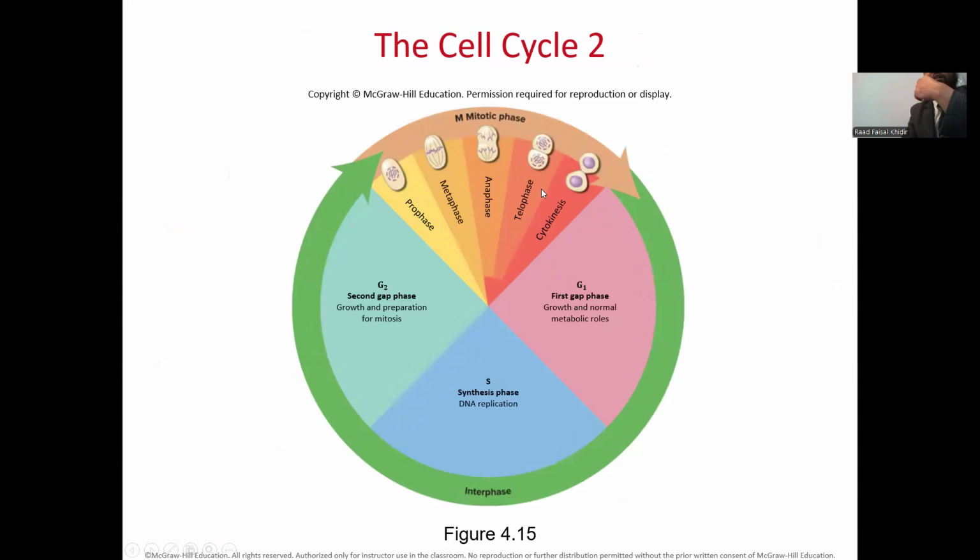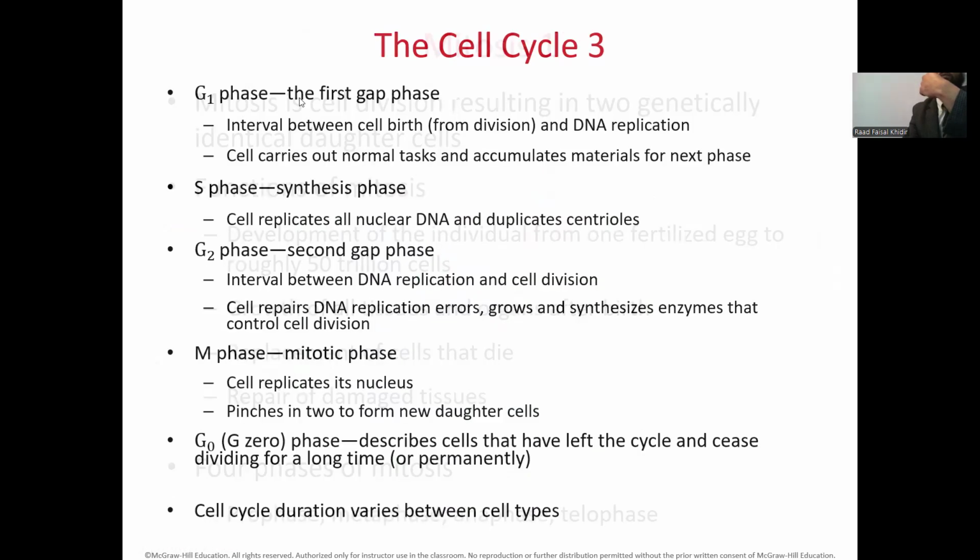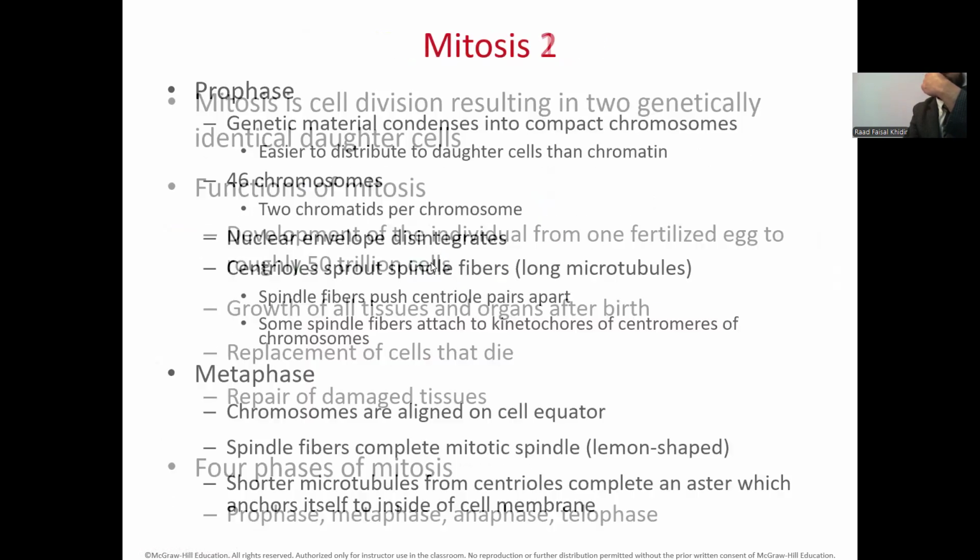Okay, that's the cell cycle. We said that the cell cycle has two phases. This whole green phase is known as interphase. It's made up of three phases. G1, that's the first gap phase. It has growth, normal metabolic roles. DNA replication, growth, and preparation for mitosis. There's interphase, and all these little steps, these are known as the mitotic phases. So G1 is the first gap phase. S is where we double the DNA synthesis. And G2 phase is the second gap phase.